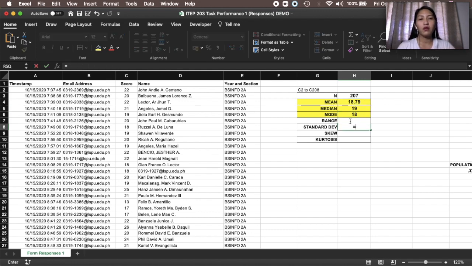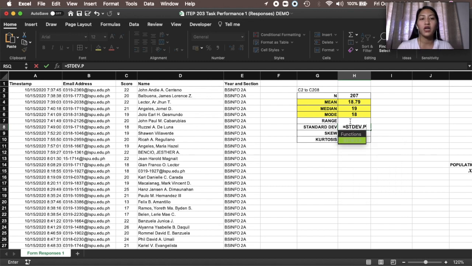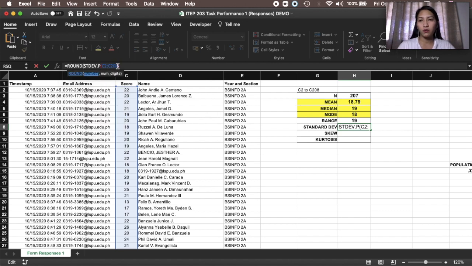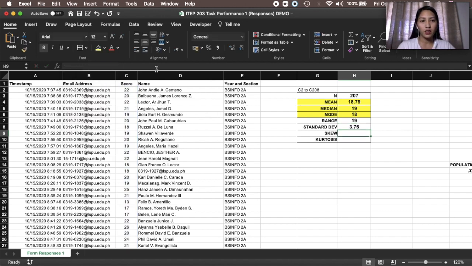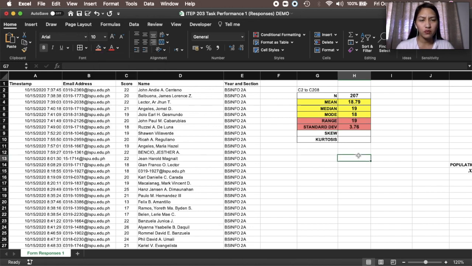Ang standard deviation, para makuha mo yung standard deviation, all you have to do is to use stdev. Since this is population, P. Tapos yung range din, which is C2 hanggang C208. And then press enter. That's the result, 3.75882020443. So again, I want to round it into 2 decimal points. So I will use the formula to round. So ang ating standard deviation is 3.76. So yung variance saka yung standard deviation ay measures of variation siya.